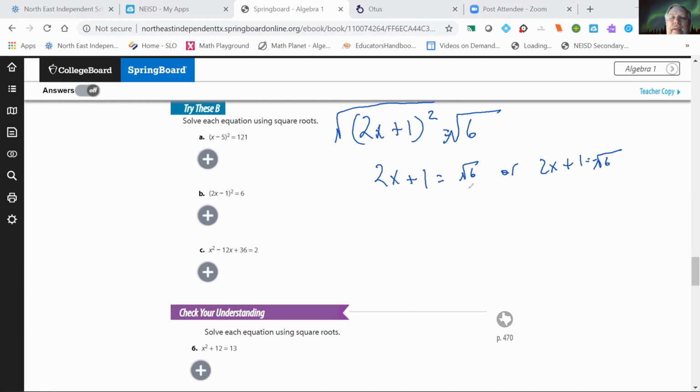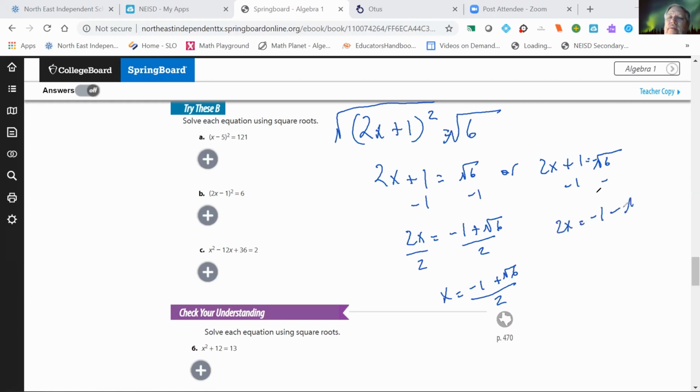So then I'm going to go ahead and get x by itself. So I'm going to subtract 1 from both sides. So it's going to be 2x is equal to negative 1 plus the square root of 6. And then, of course, I'm going to divide both sides by 2. So we have x is equal to negative 1 plus the square root of 6, all that divided by 2. Or we can say, we're going to subtract 1 from both sides, so it's 2x is equal to negative 1 minus the square root of 6. Divide everything by 2.